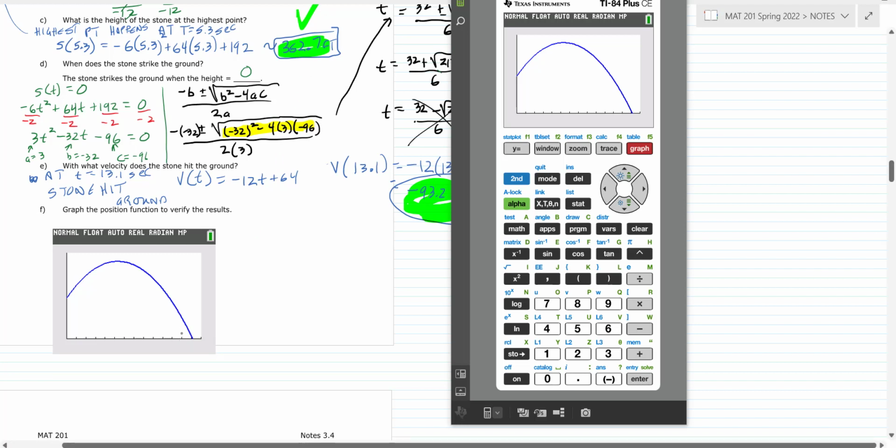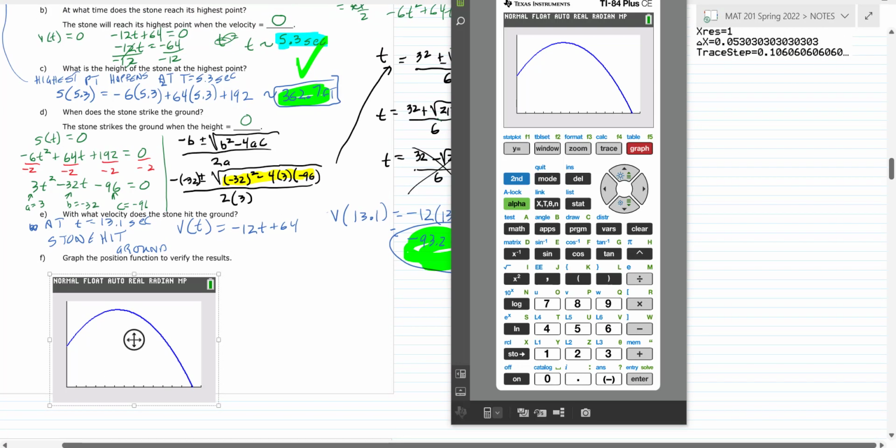So basically what we have here, this is going by ones, so we found that it reached its highest point at 5.3 seconds. So 1, 2, 3, 4, 5. Notice at 5.3, that looks about right. That's the highest point right there. And then it reached the ground at 13.1 seconds. So here's your time in seconds, and your height is going up to 400 like that.